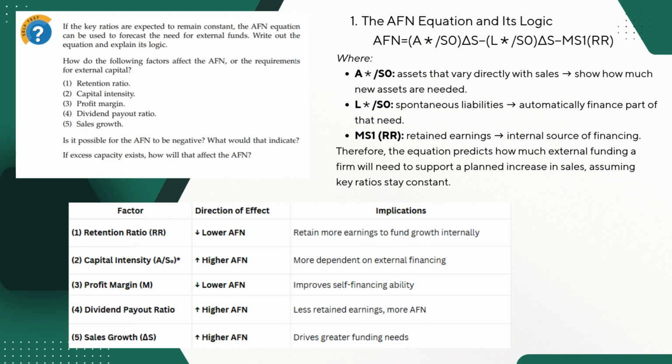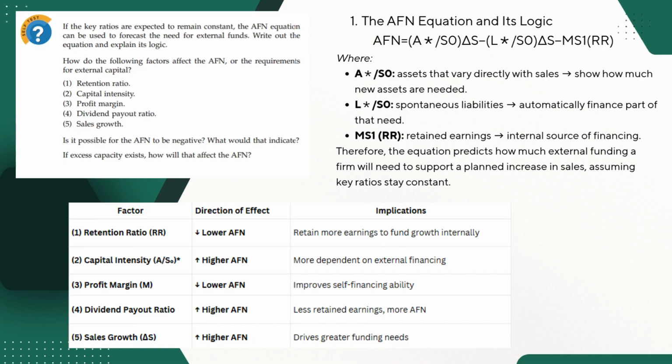Number one is the retention ratio. When a company retains more of its earnings, meaning it pays out less dividends, it has more internal funds to finance growth. So the direction of effect on AFN is lower. For example, San Miguel Corporation decides to retain 80% of its net income this year instead of 50%. That means more cash will be available to reinvest in expansion, maybe new breweries or logistics hubs, thus reducing their need to borrow.